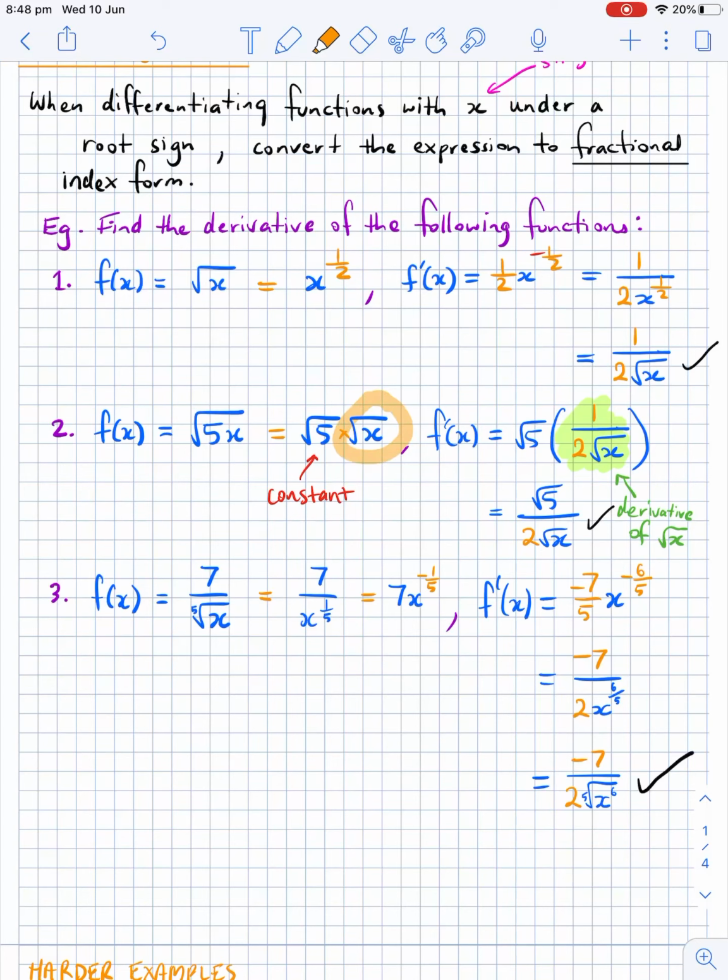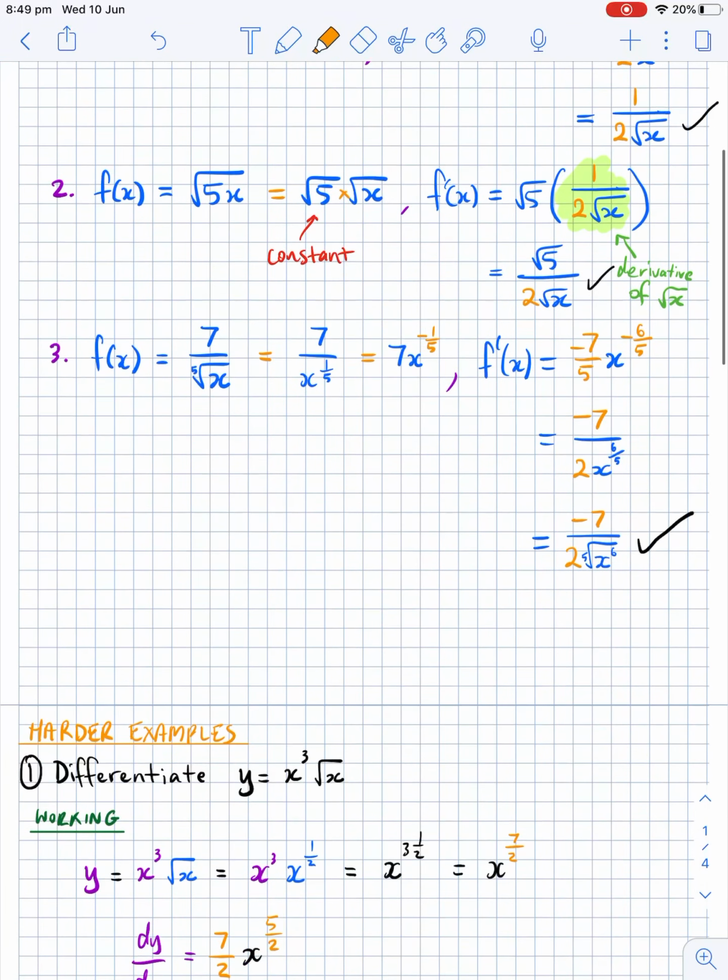So differentiating the square root of x, that's pretty much just what we did up here. The derivative of this part here is going to be what we found before. So this root 5 will just stay out the front, and we can multiply this onto this for our final answer. So the root 5 is going to multiply by this 1, and we get root 5 over 2 lots of the square root of x as our final answer.